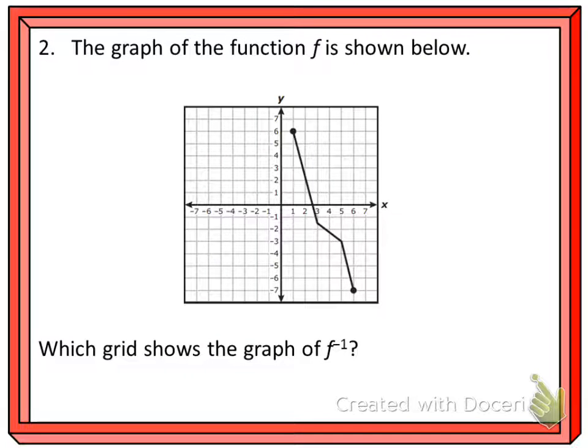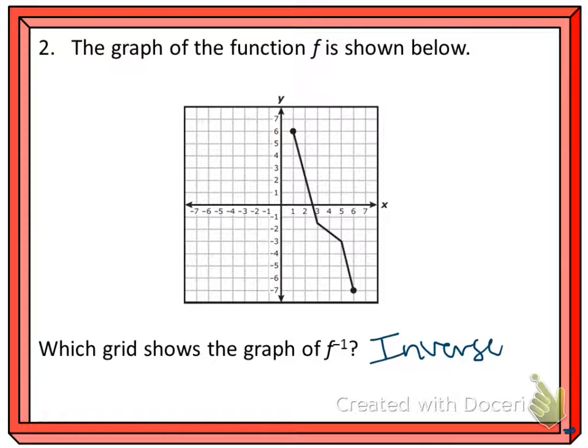In question 2, the graph of the function f is shown below. There's a broken line segment. Which grid shows the graph of f inverse? Remember, f negative 1 means the inverse. Where's my pen? There we go, inverse.